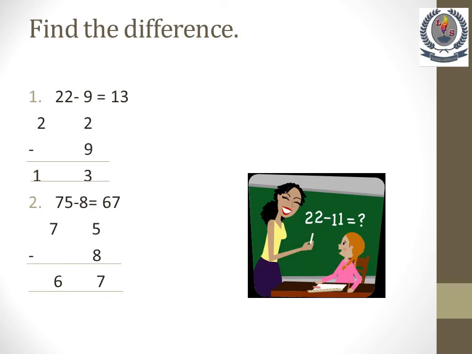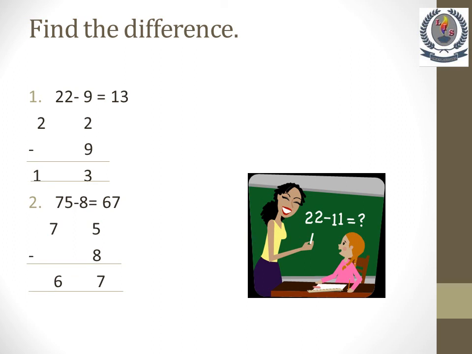Find the difference. Here also you can see 58 subtract 4. Ones place they are having 8 ones and 4 ones. 8 ones minus 4 ones is equal to 4 ones. Then go to the tens place. Tens place having 5 tens minus 0 tens. It means 5 tens. The answer is 54.